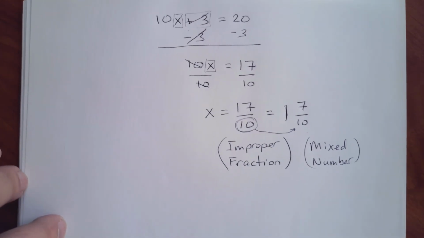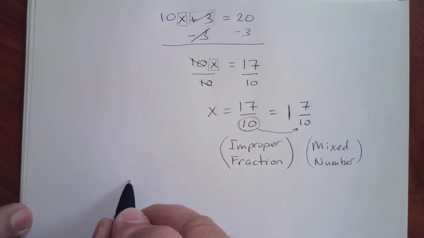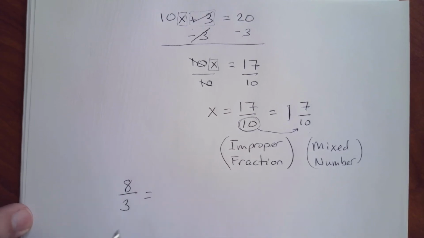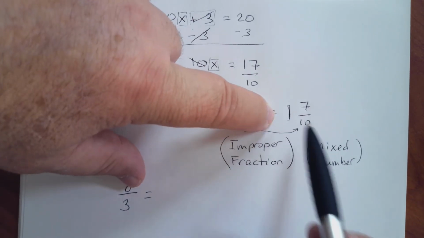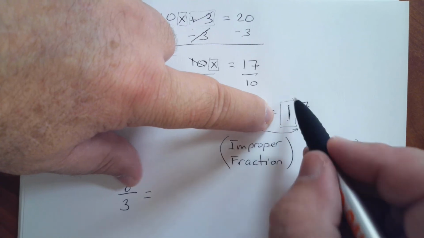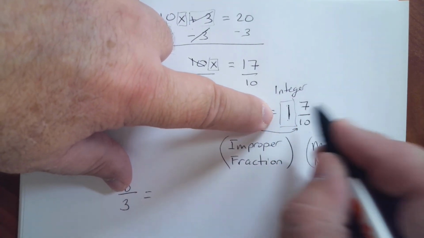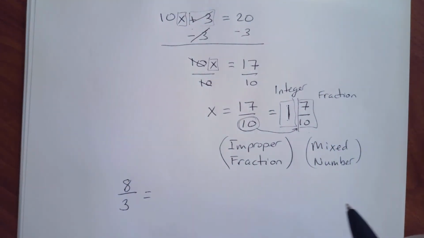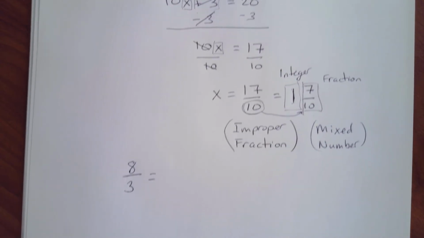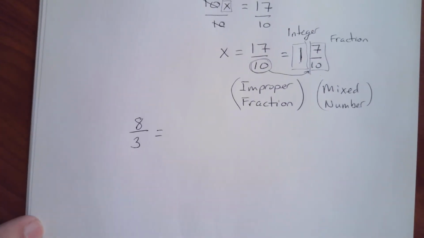A mixed number is part fraction, part integer. We know this is an improper fraction because the top's bigger than the bottom, so we convert it to a mixed number. We know it's a mixed number because it has an integer and a fraction. So we call that a mixed number. All right, do this one really quick.